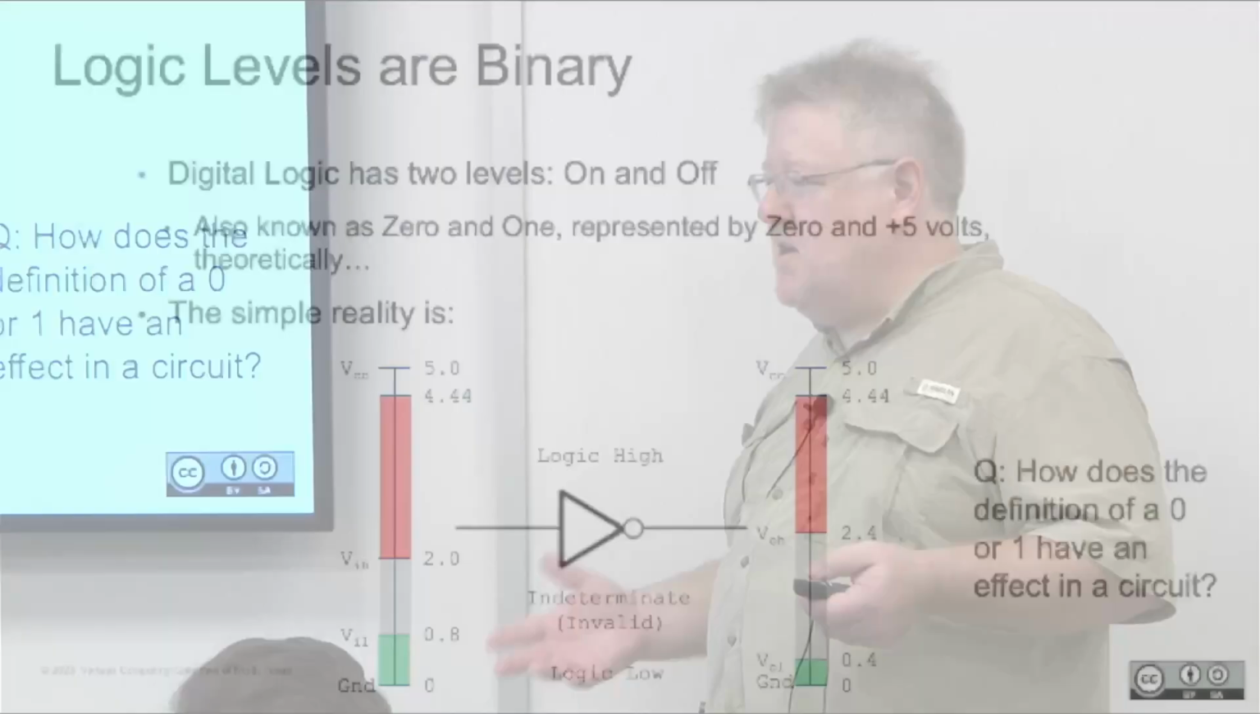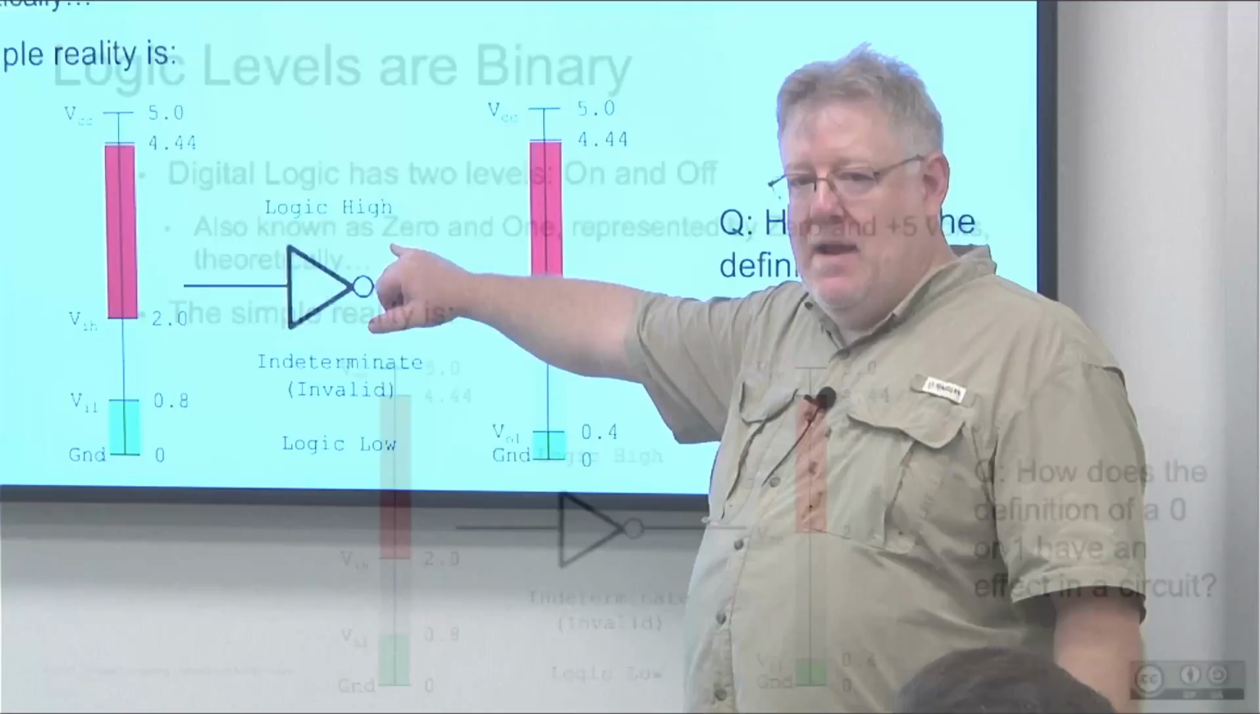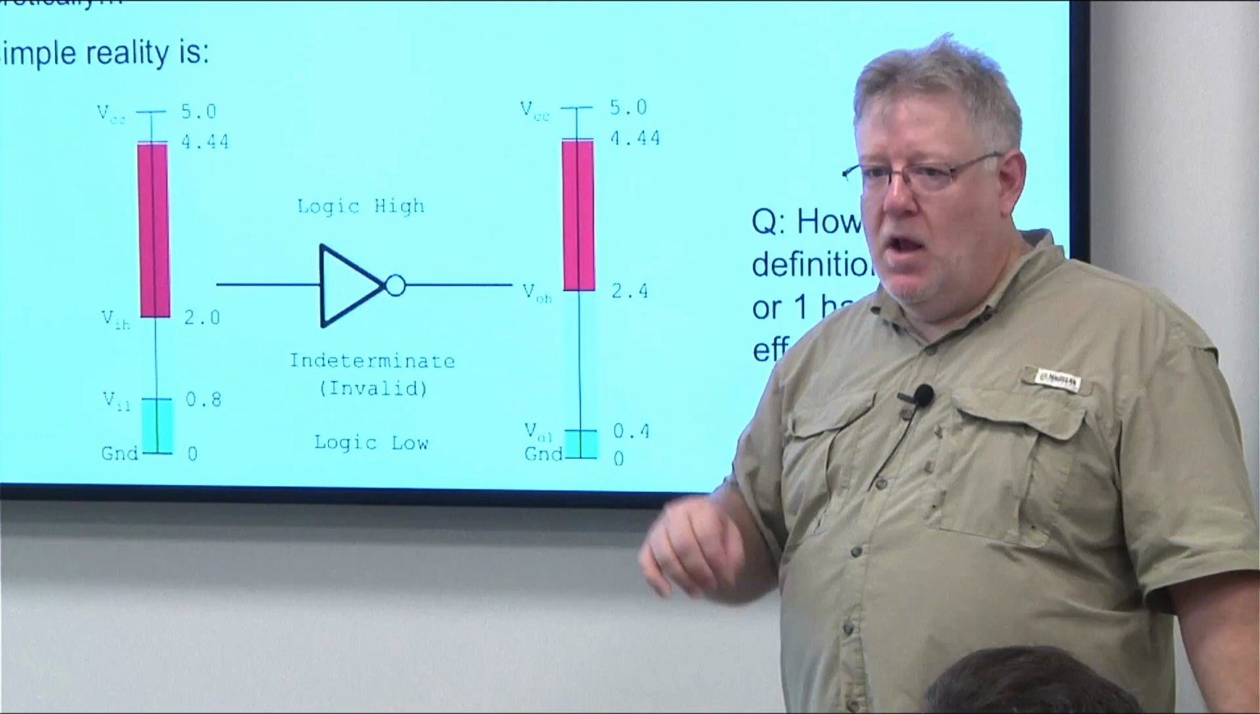All right, so logic levels are binary. They're on or off, a 0 or a 1. So that's why we represent it as simply a 0 and a 1. But that's not quite the case of being a specific voltage level. There's a range of it. So when you look at it, they say, okay, anything from 2.0 volts and up is considered a logic high on input. Anything from 0.8 down is considered a logic low on input.